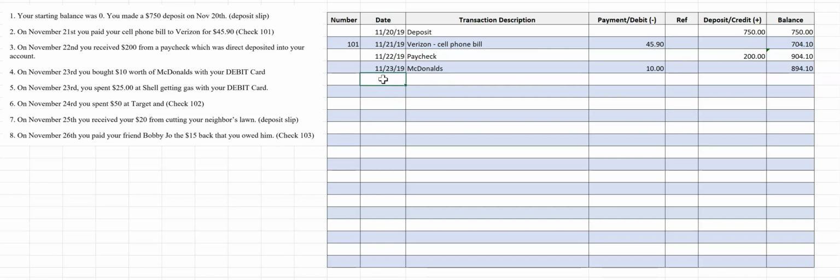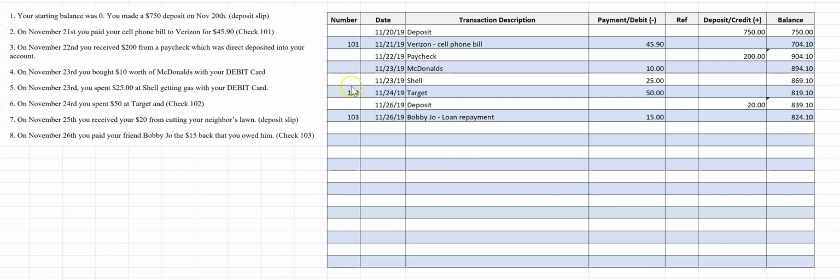All right, on November 23rd as well, you spent $25 on gas. This was at the Shell station, $25, a debit, equals the previous balance minus the debit. All right, I'm going to go ahead and do the rest of the transactions and then come back and show that to you. Okay, so here is the rest of the check register filled out.